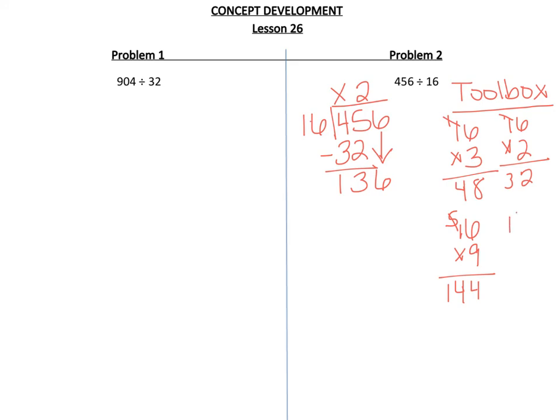So let's do 16 times 8. 8 times 6 is 48. Carry the 4. 8 times 1 is 8, plus 4 is 12, 128. So my quotient must be 8. 8 times 16, 128. I subtract. 6 minus 8 I can't do. So I've got to borrow from the 3 and make it a 2 and make this 16. 16 minus 8 I can do, which is 8. 2 minus 2 is 0. 1 minus 1 is 0.